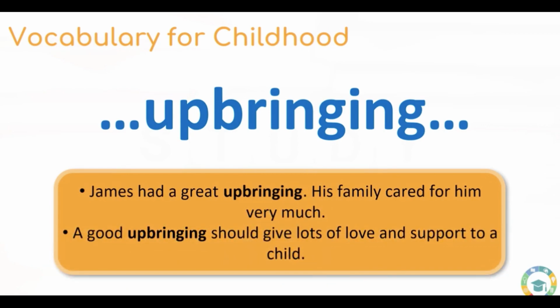James had a great upbringing. His family cared for him very much. So in this example, James was looked after very well. His parents cared for him. He had a great upbringing. A good upbringing should give lots of love and support to a child. Okay, there we have some examples for upbringing.